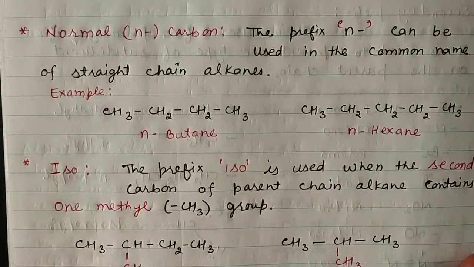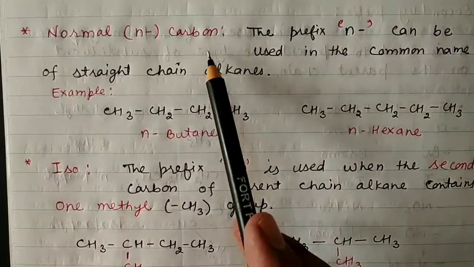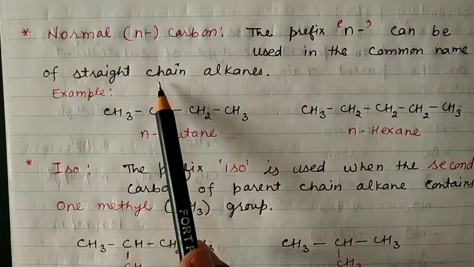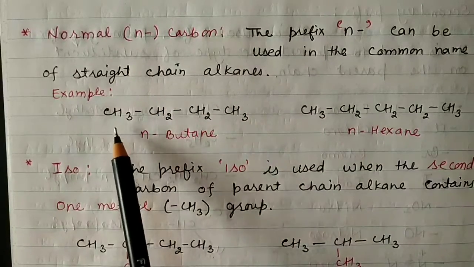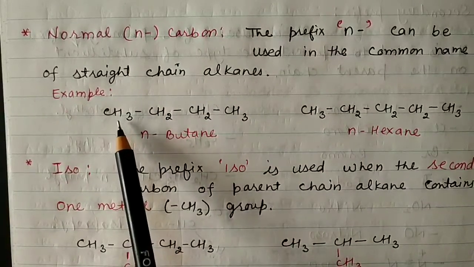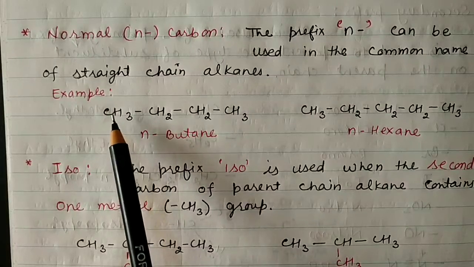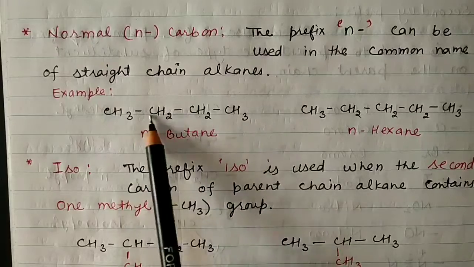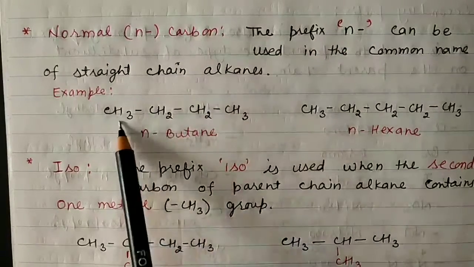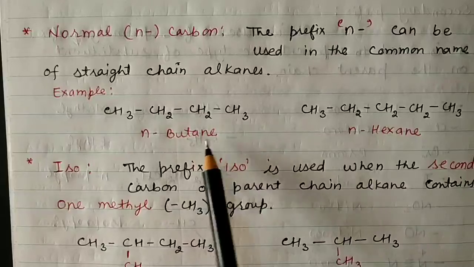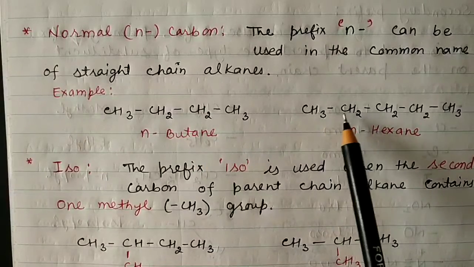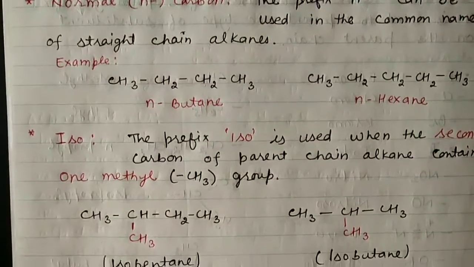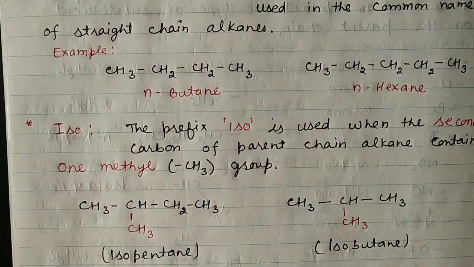Next, moving to the normal, that is n. The prefix n can be used in the common names of straight chain alkanes, like this. The common name for this compound which has 4 carbons, 1, 2, 3 and 4, is but plus ane, and for the normal chain we will use n. So this is n-butane. For this, 6 carbons are there, so this is n-hexane, because single bonds are there and 6 carbons, we use the word root hex.